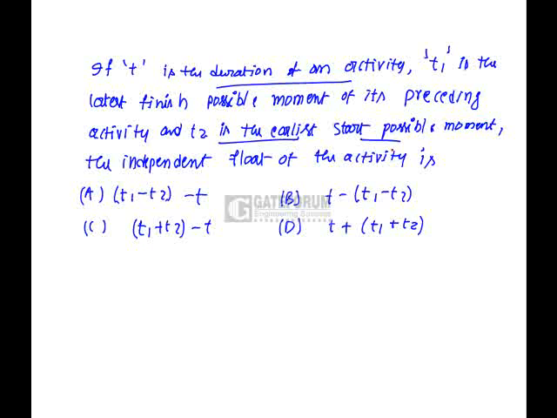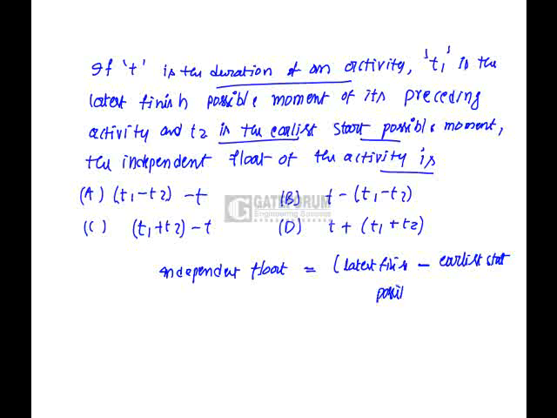The independent float of this activity is equal to the latest finish possible moment of the preceding activity minus earliest start possible moment minus duration of an activity, that is equal to T1 minus T2 minus T. So option A is correct.